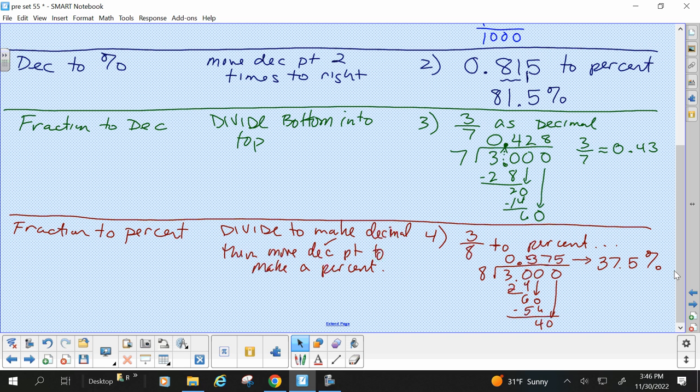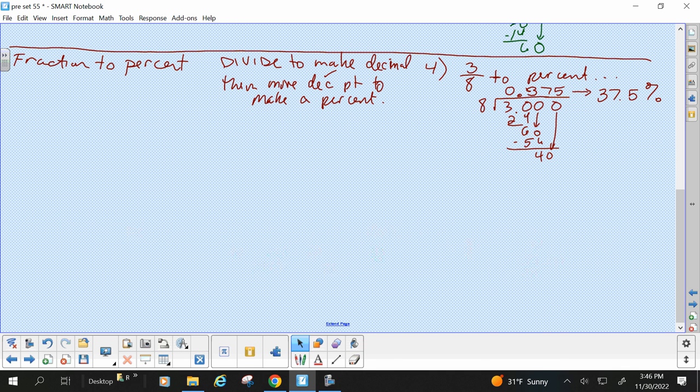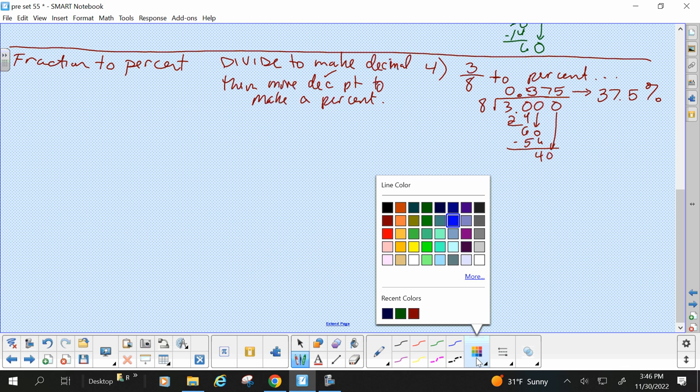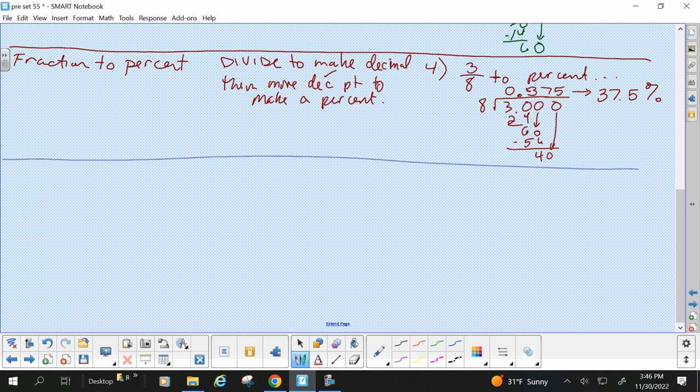Alrighty. I've gone decimal to fractions or percents. I've gone fractions to decimals, fractions to percents. The last thing I have to be able to do is go percents to. Let's go purple here. Let's go percent to fraction. Say example 5 is 32% to a fraction.